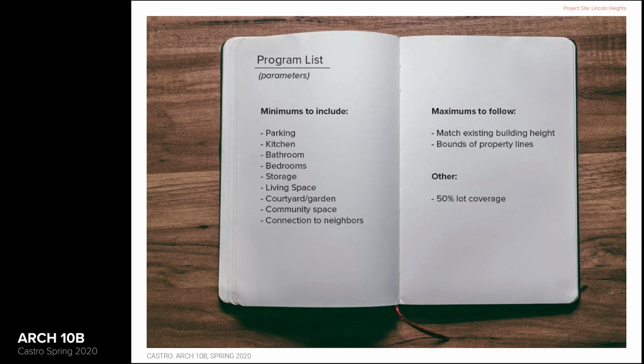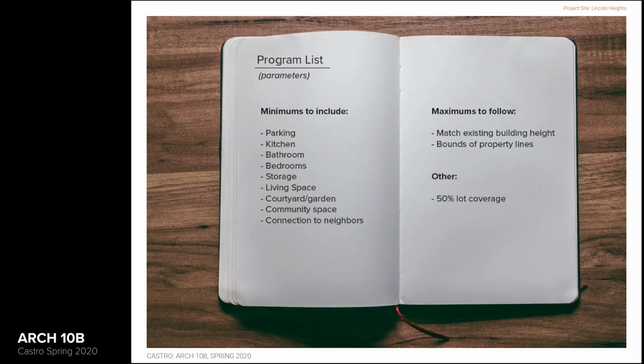So here's an overview really quick of the program list. I'm calling this sort of the parameters, which will be the minimums to include. And this follows more or less a typical residential project. I'm asking you to include parking, a kitchen, a bathroom, bedrooms, storage spaces, a living space, courtyard or a garden space, community space that the community can access, not just the residents, and a connection to your neighbors.